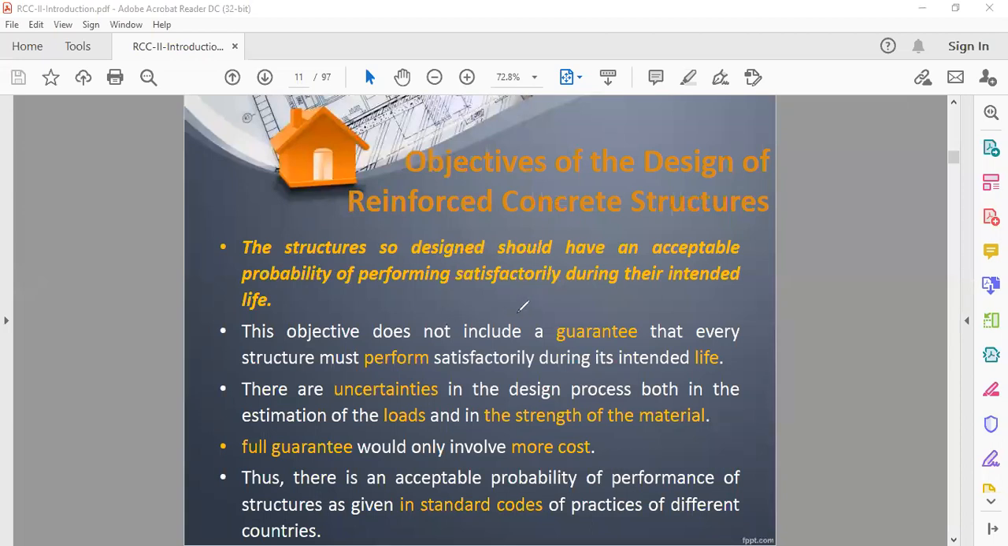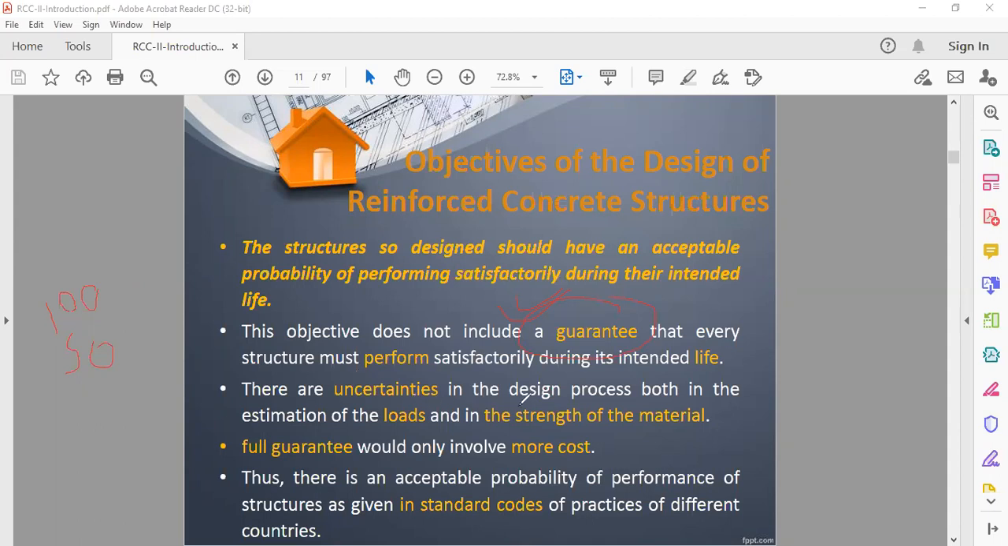So this objective does not include a guarantee that every structure must perform satisfactorily during its intended life. You cannot give the guarantee, or you may not say that yes, on stamp paper I will give that this structure will be able to survive for 100 years or 50 years. Likewise, no one gives that kind of guarantee. You just have to check, or design that way only, but you cannot give the guarantee. No one gives a guarantee like that on stamp paper or something like that.